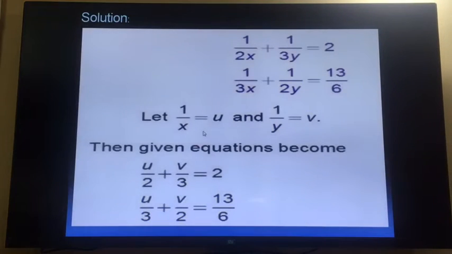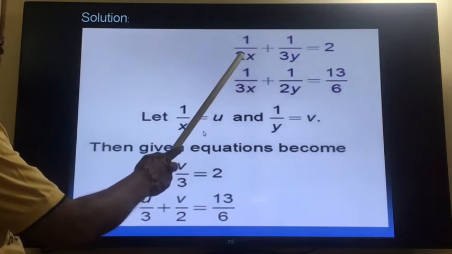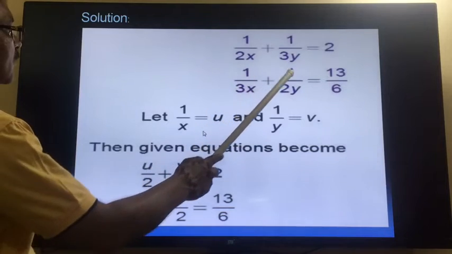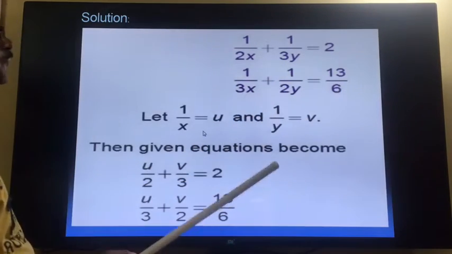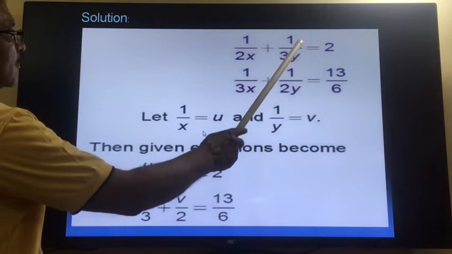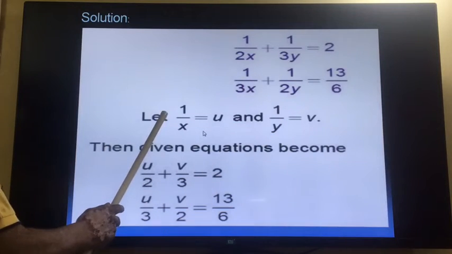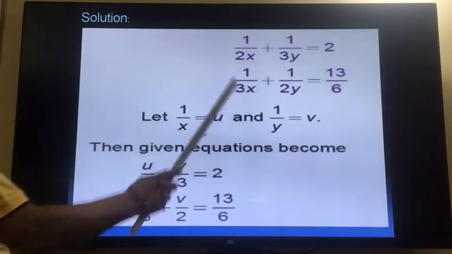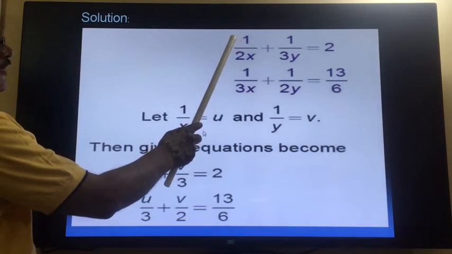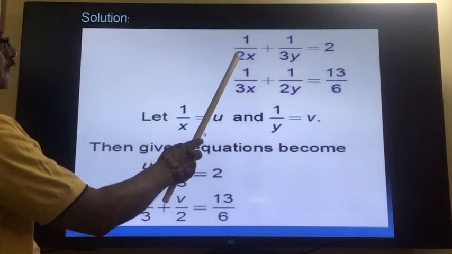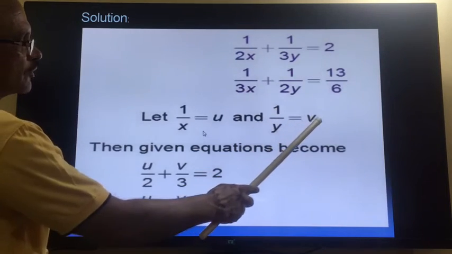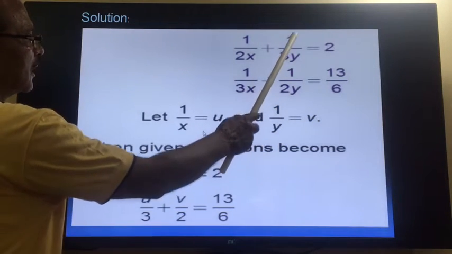See the method here. This was my first equation: 1 upon 2x plus 1 upon 3y is equal to 2. The second: 1 upon 3x plus 1 upon 2y is equal to 13 by 6. In these two equations we observe 1 upon x here, 1 upon x here, 1 upon y here, and 1 upon y here. So we suppose 1 upon x is equal to u. Before this, 1 is there, so 1 into 1 is 1, and 1 upon 2 is the coefficient. In place of 1 upon x we can write u, and we suppose 1 upon y as v. So here it will be 1 upon 3 and 1 upon y is v.